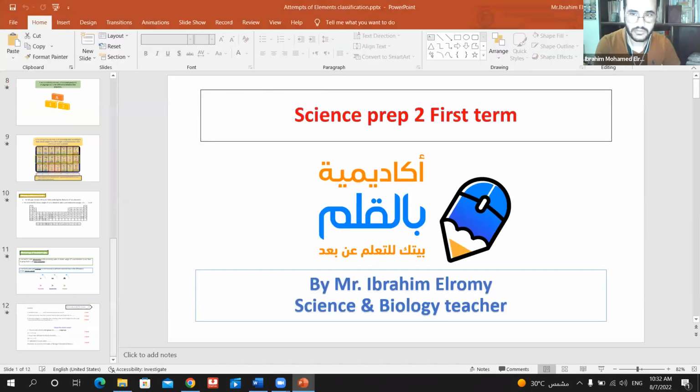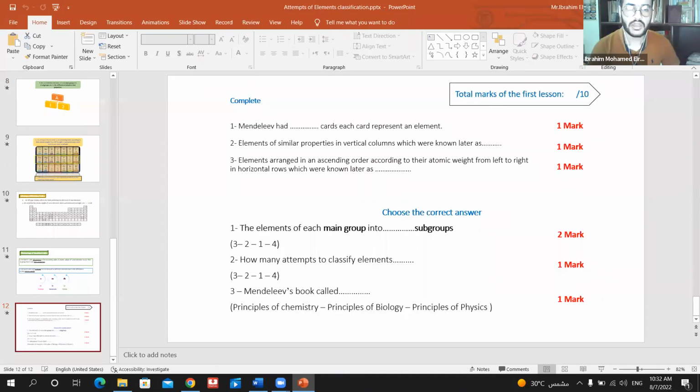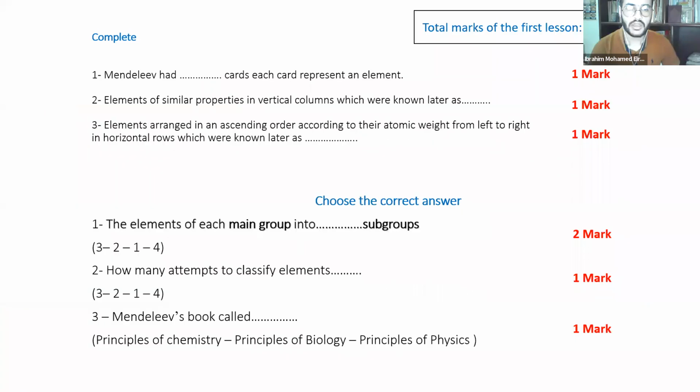Okay, here: Mendeleev had how many cards? He had 67 cards. Each card represents an element. Elements of similar properties in vertical columns were known later as groups. Similar properties, so they are called groups. Elements arranged in ascending order according to atomic weight, so atomic weight, so they are periods. Okay. Choose the correct answer.